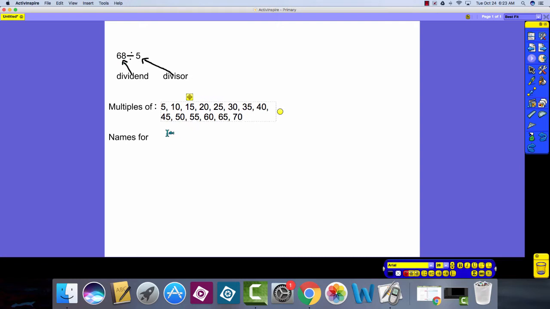As you get better with this, you can kind of jump. I wouldn't really want to be listing out my multiples of 5, like 5, 10, 15, 20. I'm probably going to want to get as close to that dividend as I can, so maybe using numbers like 60 and 65. The next step is to kind of break apart names for 68.